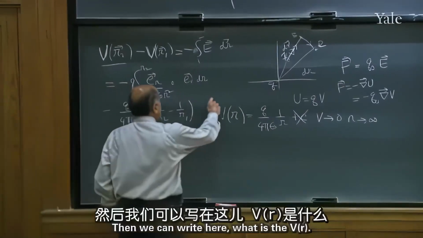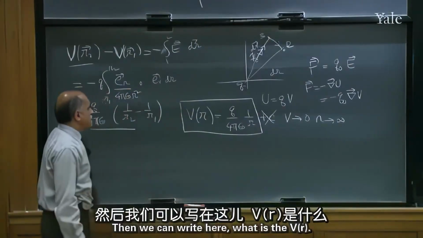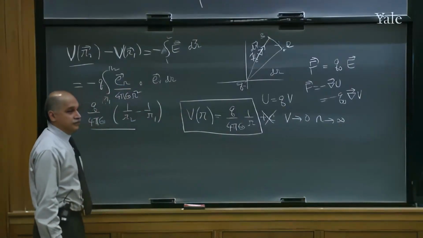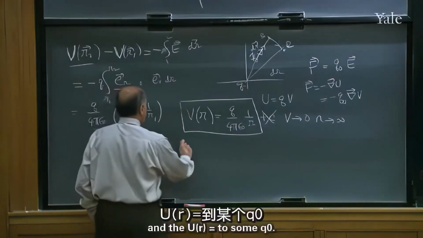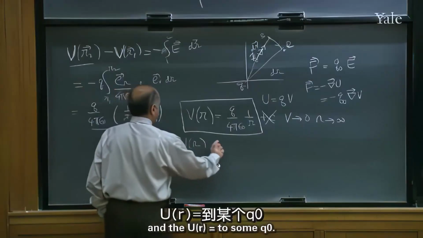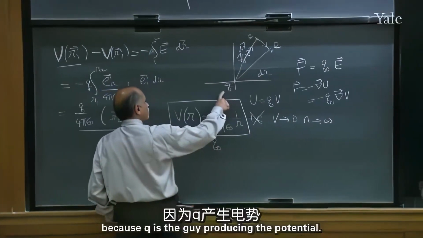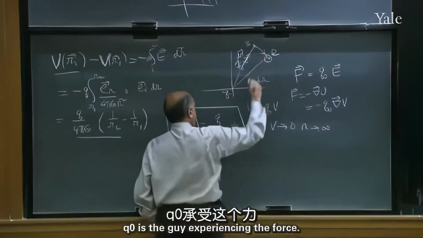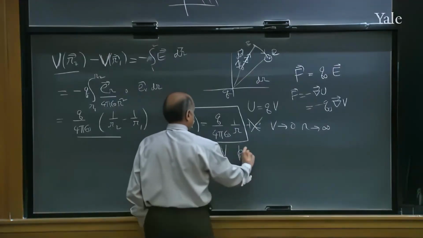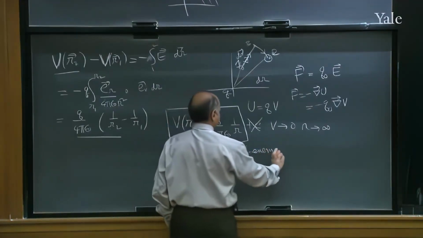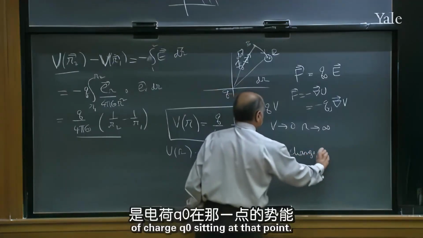Then we can write here, that's the V of R. This is the V due to a single charge, and the U of R is equal to some Q naught. I don't want to call Q again because Q is the guy producing the potential. Q naught is the guy experiencing the force. So Q naught times V is the potential energy of charge Q naught sitting at that point.